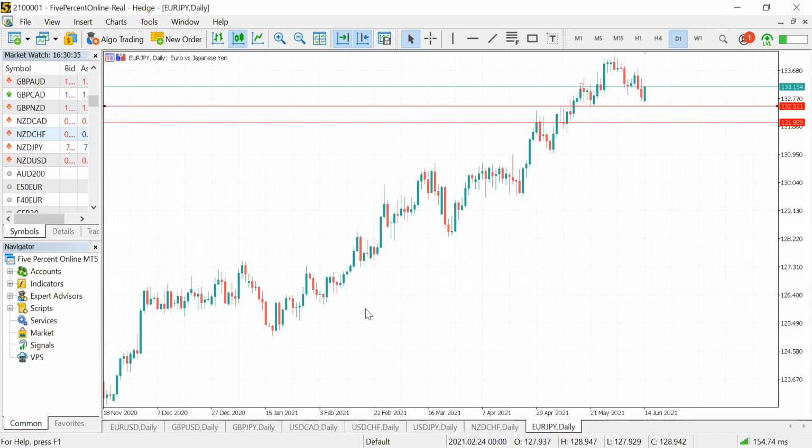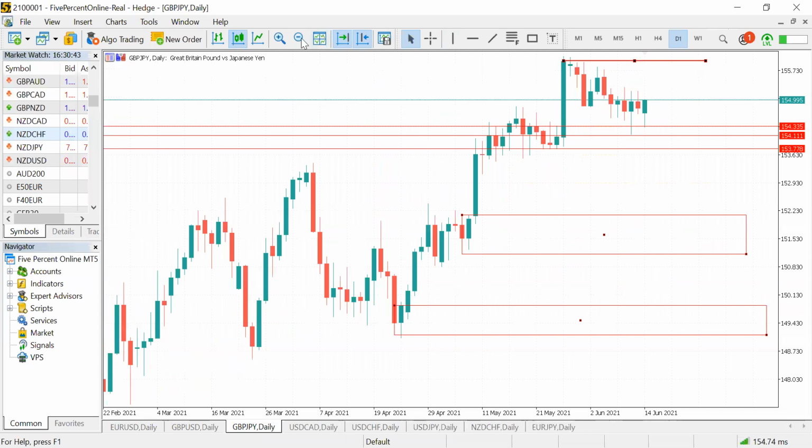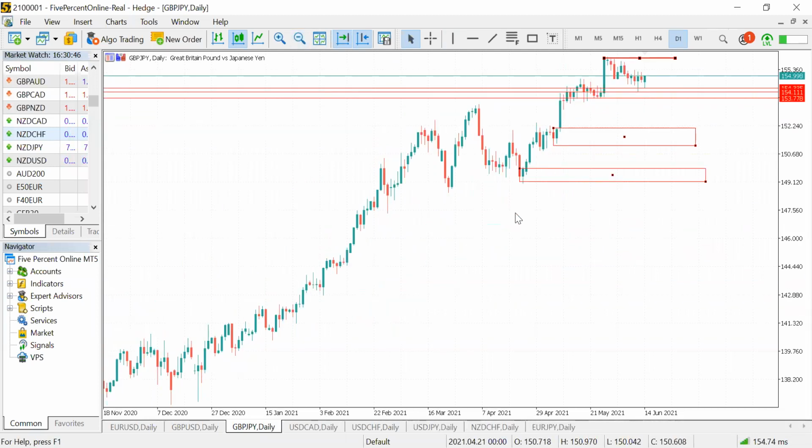You can see the euro against the yen strengthening, the dollar yen strengthening, and the pound yen strengthening. So you can see a correlation across all yen pairs, the yen being the weak currency. Right now, one of the weakest currencies on the board is the yen. But there are also currency strength indicators that can help with that.